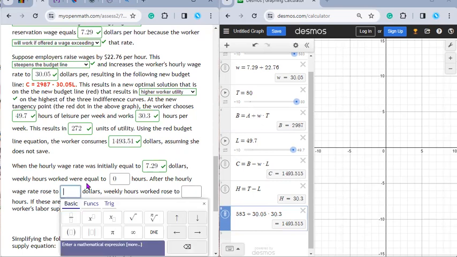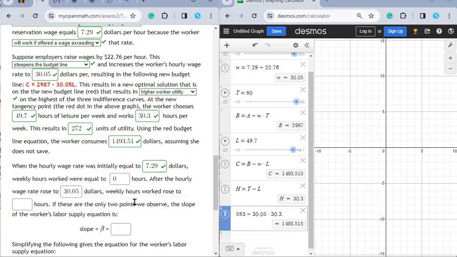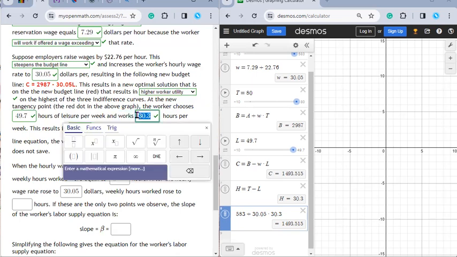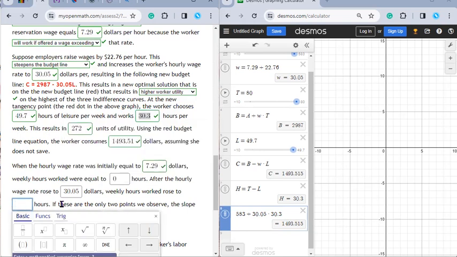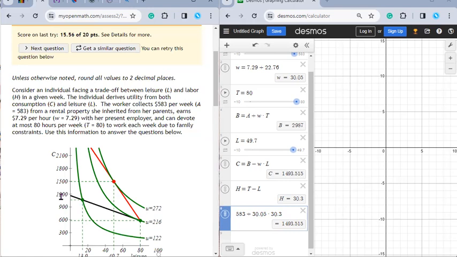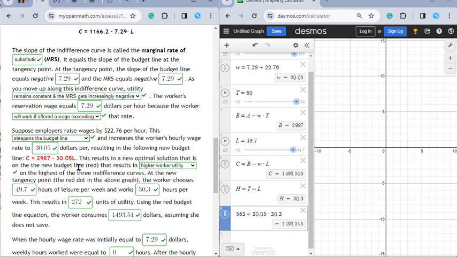At the new wage of $30.05, which is right here, weekly hours worked rose to what? The person now works 30.3 hours per week. 30.3 hours per week. Right.